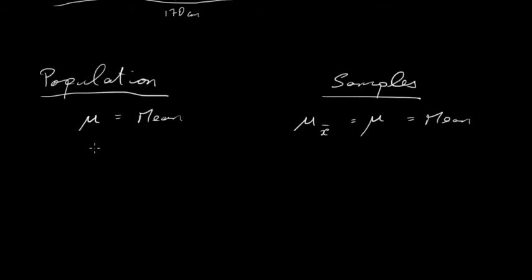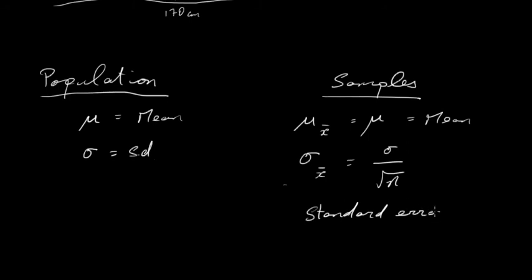So let's have a look then at standard deviation. This is our standard deviation of our population. Our standard deviation of our sample means will be given by the standard deviation divided by the square root of n, where n is the sample size. And this is the standard deviation of our population here. So this is also called the standard error. It's the standard deviation of our sampling distribution of our sample means.